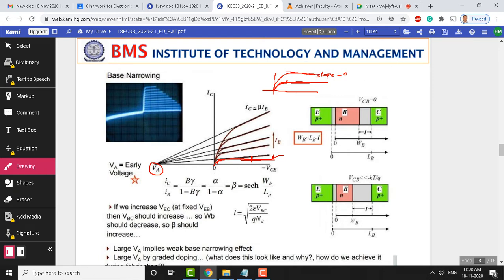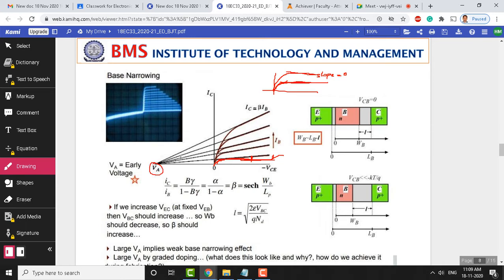But these are practical curves that we have shown here. Therefore, when you extend these lines to the second quadrant, all these characteristic lines on the second quadrant, for the slope 0, this VA becomes infinity, but with a finite amount of slope, this VA becomes a finite value. This value VA is called the early voltage. This is not a real voltage in the BJT, bipolar junction transistor. It is just an interpretation, that is all here.